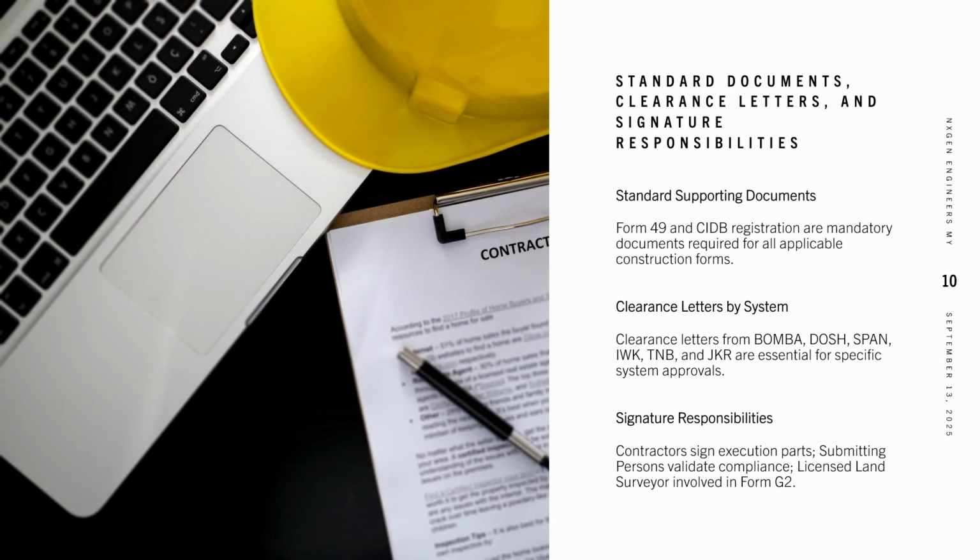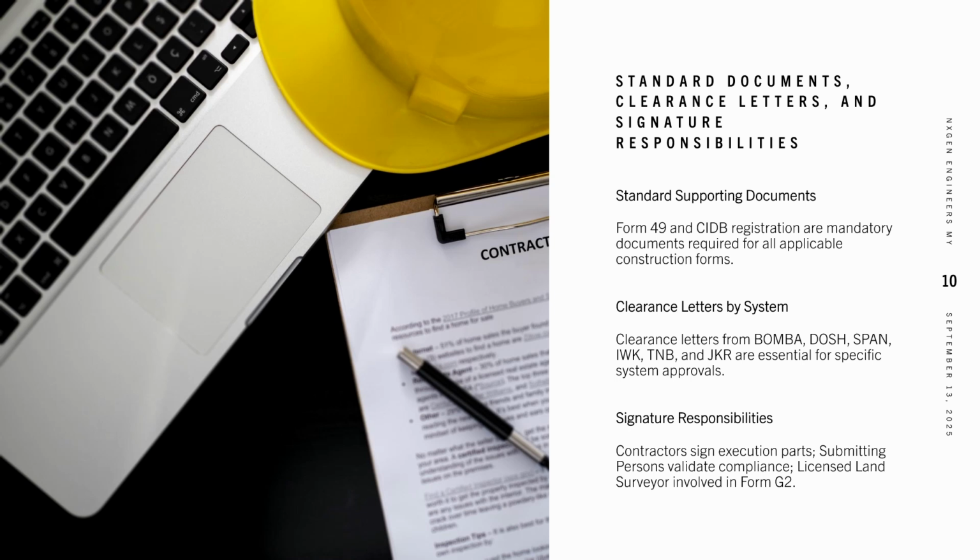The Keynotes and Highlights section provides essential guidance on documentation and signature responsibilities across all forms. Form 49, which pertains to company registry, and CIDB registration are standard supporting documents required for all applicable forms. If the same contractor is responsible for multiple forms within a project, these documents need only be attached once. Clearance letters are critical for specific systems.